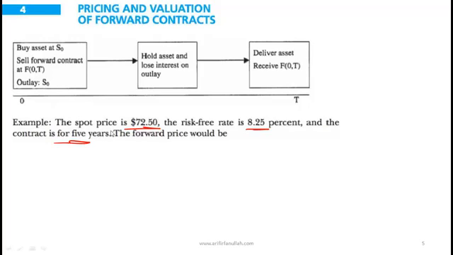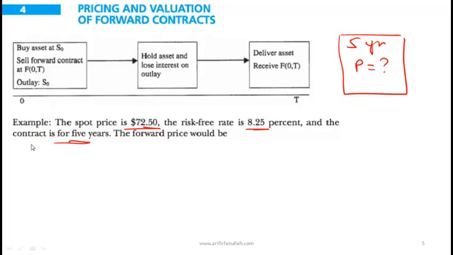The price that you set, so let's say this is our forward contract, so this is the piece of paper. On this piece of paper, we'll say that this asset will be delivered after 5 years. Now, the price at which it is going to be delivered, this is called the price of the forward contract. Okay, now how do you determine this price? That's what we are going to look at.